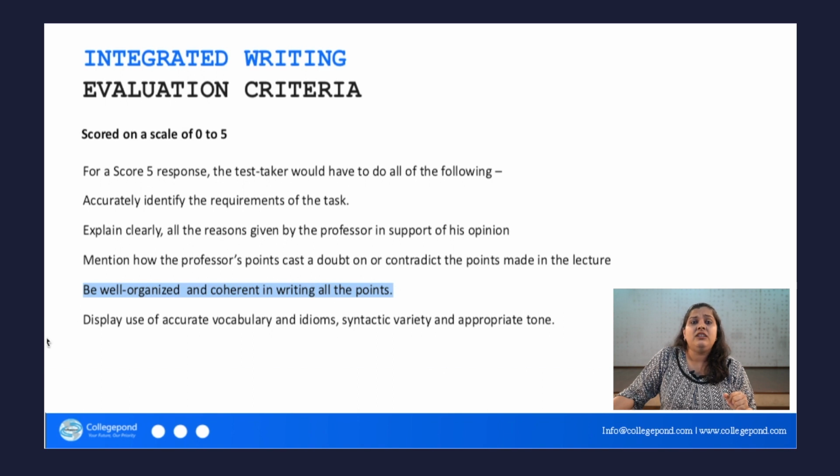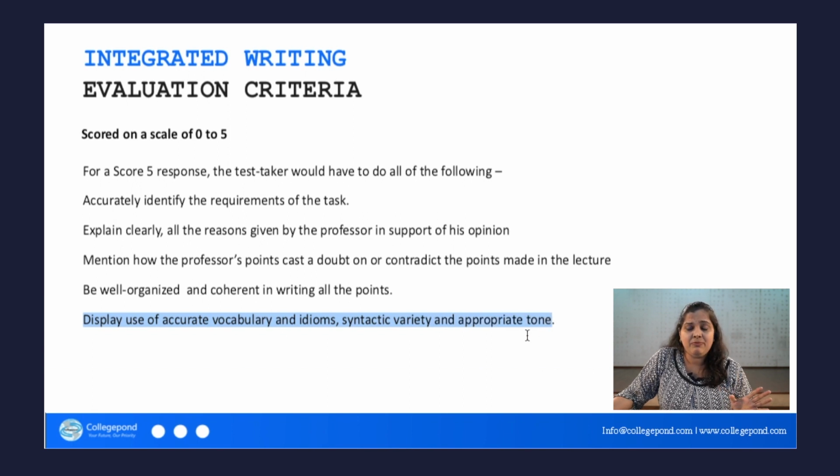Finally, you should display good use of vocabulary, accurate use of vocabulary. You should have syntactic variety and appropriate tone. What does all this mean? Simply put, accurate vocabulary means that you know what are the words that you need to use. You're not going to unnecessarily use high-level words because that's not going to work, especially if you use them in the wrong context, that is. So use the words where you are sure of the meaning, right? And sure of the context as well.